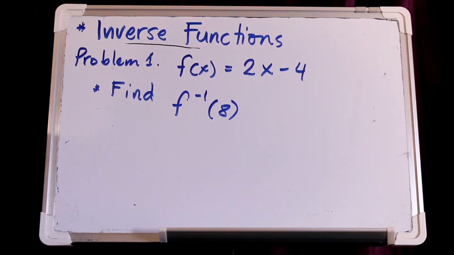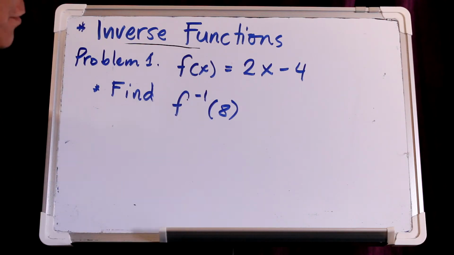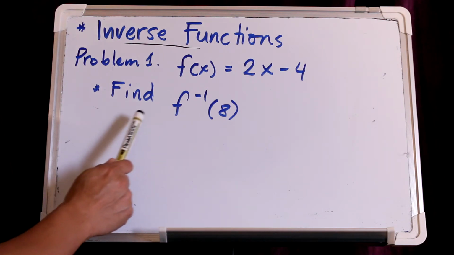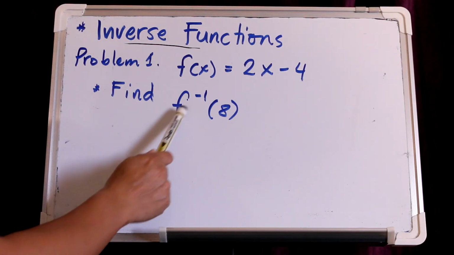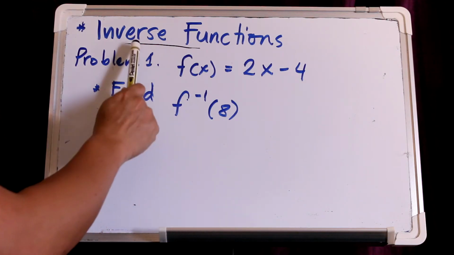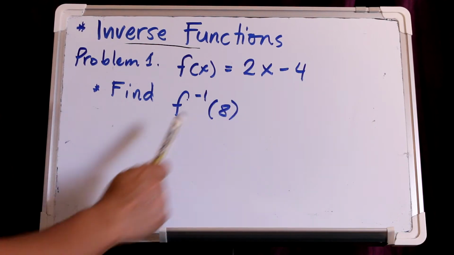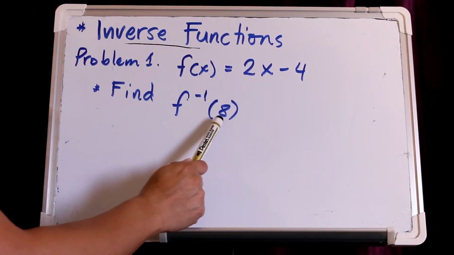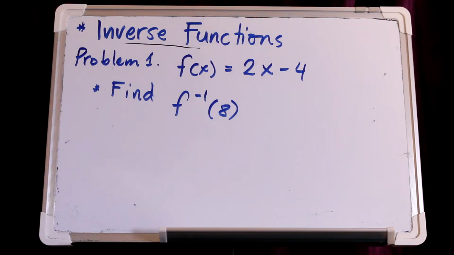Okay, so problem number 1 for inverse function. You are given here f(x) equals 2x minus 4, and you are asked to find f negative 1 of 8. The f negative 1 stands for the inverse function. So this means you are going to make this an inverse first, before you plug in 8 on the x after your inverse function.